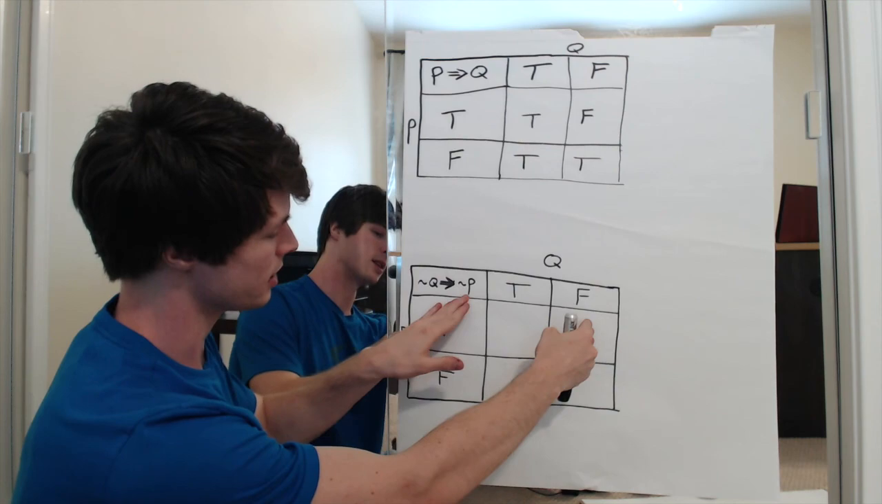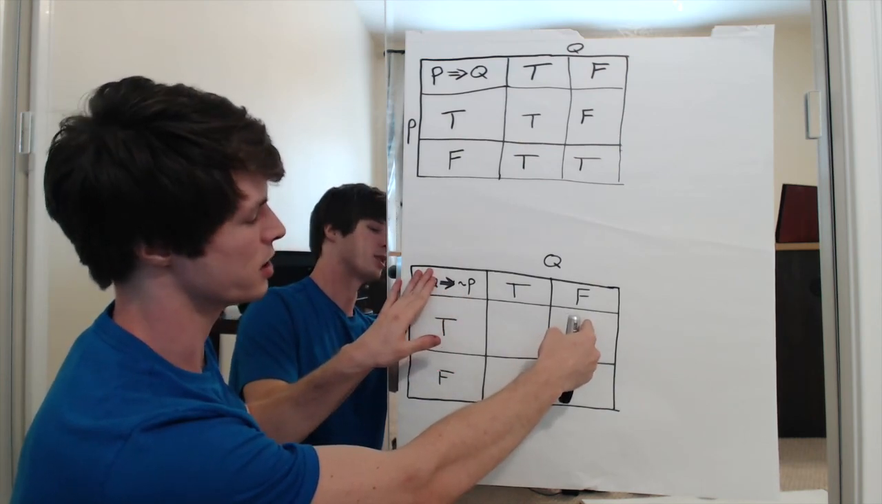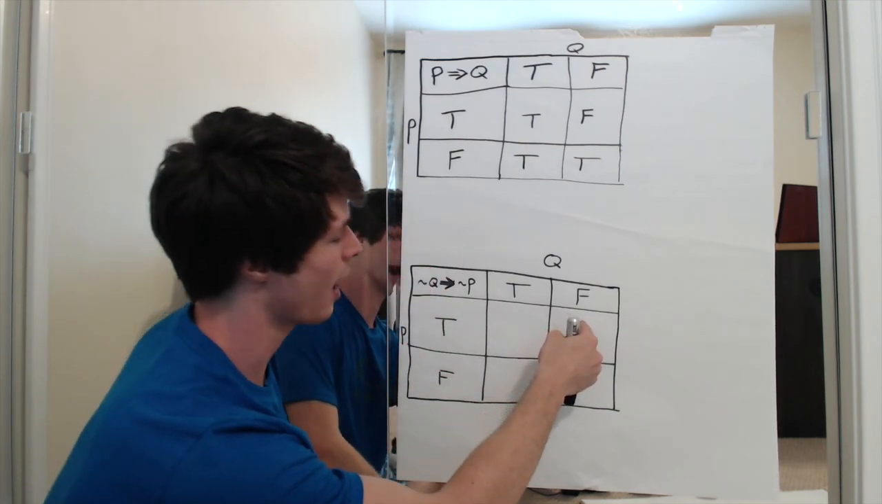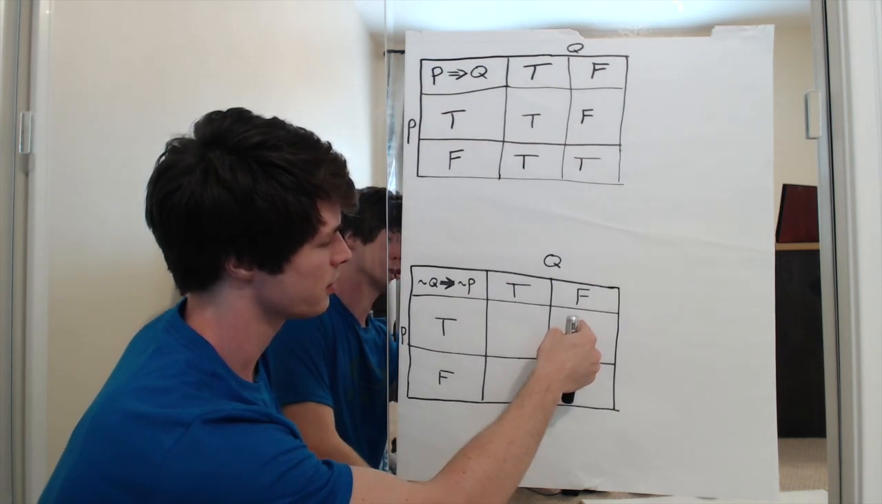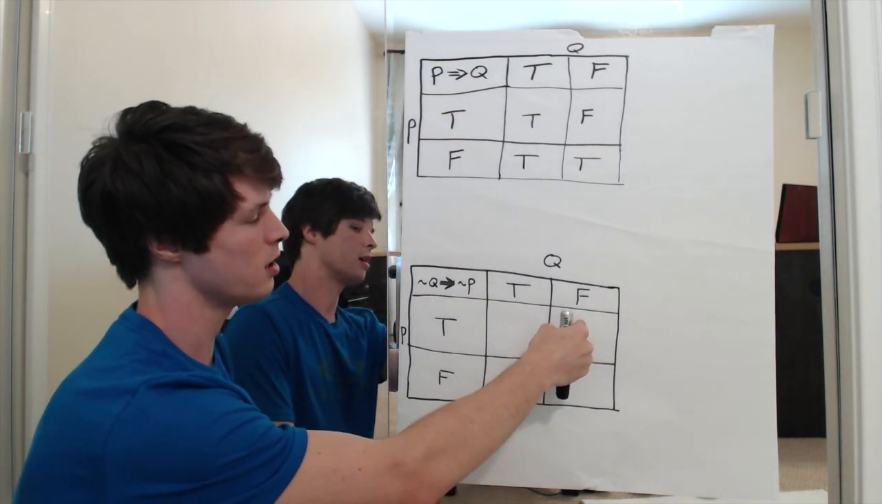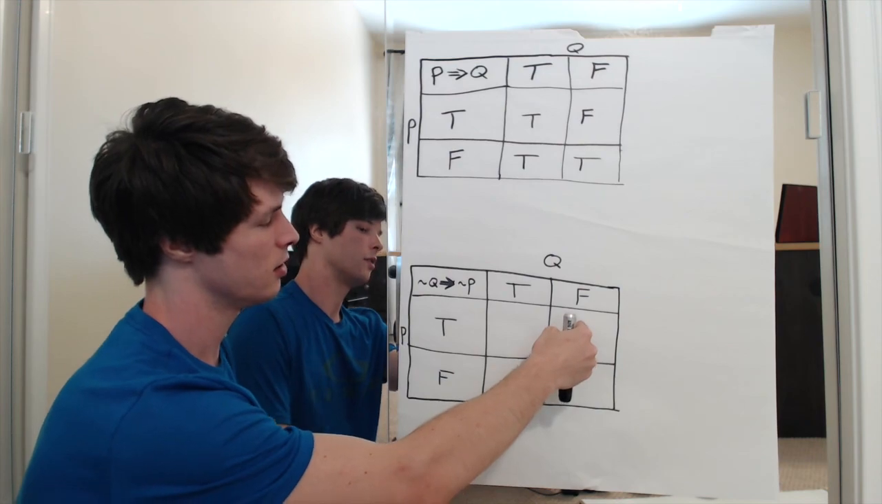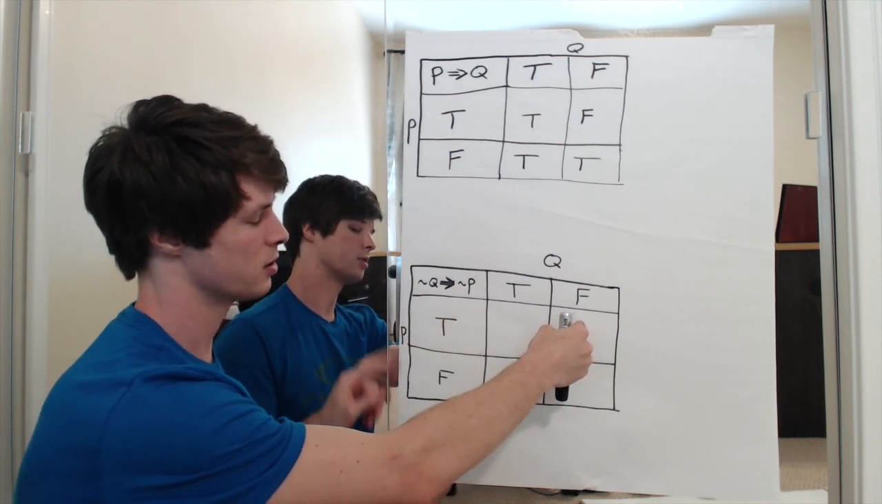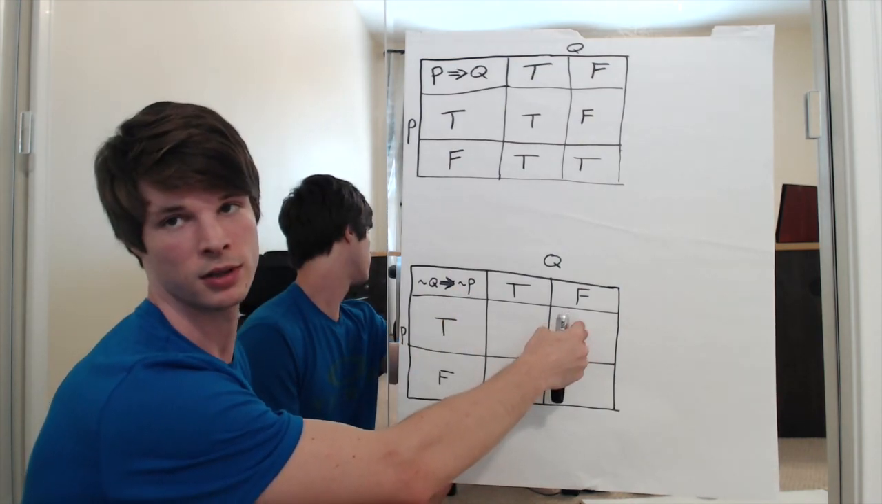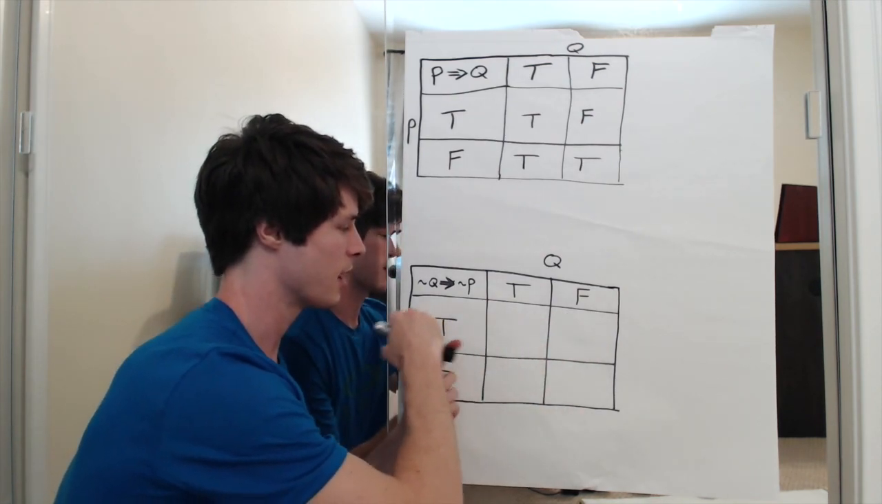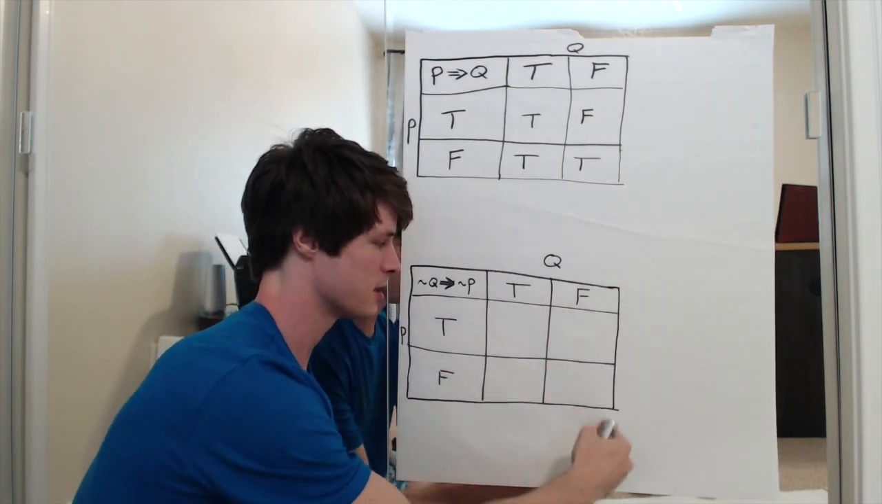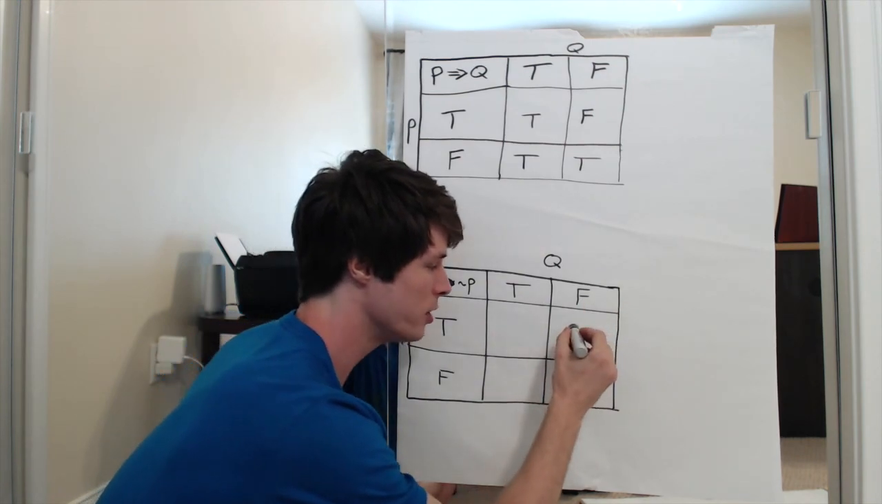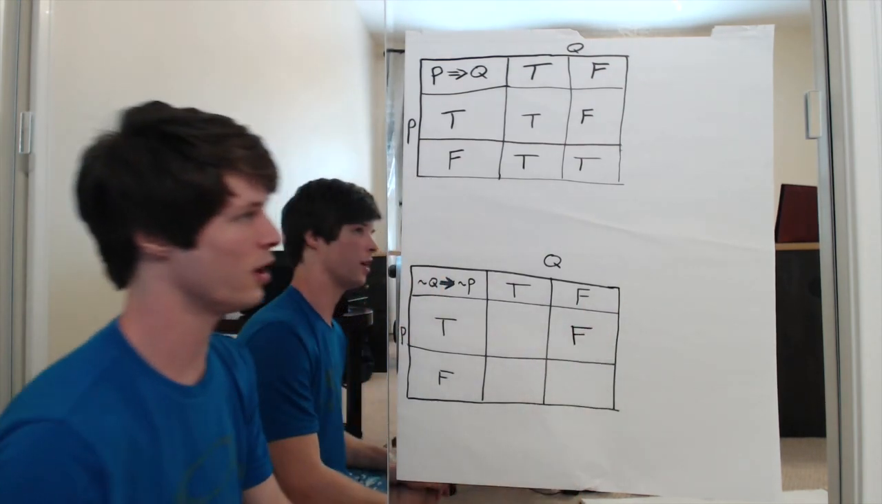The next thing I need is its conclusion. The conclusion here is not P. I need that to be false. So not P is false. Not P is false when P is true. So it's got to be in this row, this column, this row. That's our only failure, because an if-then statement can only fail once.